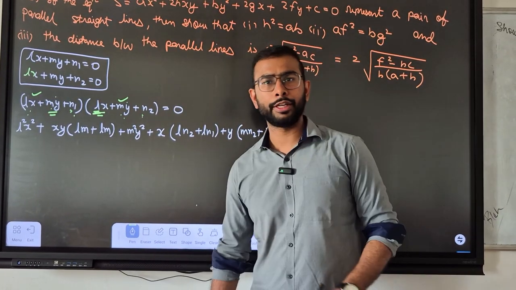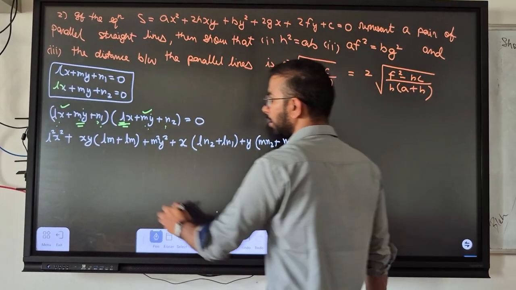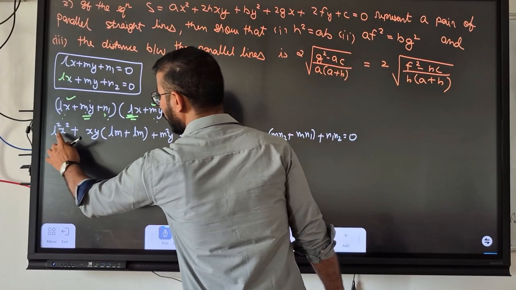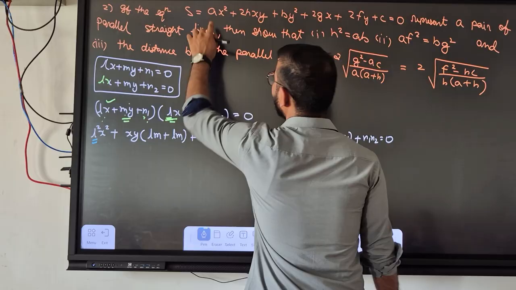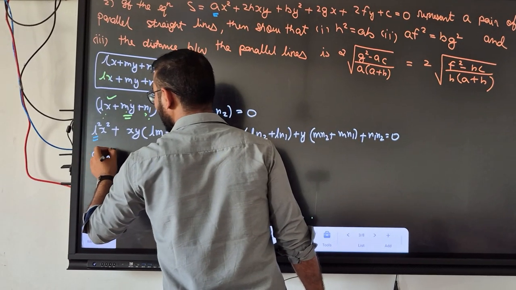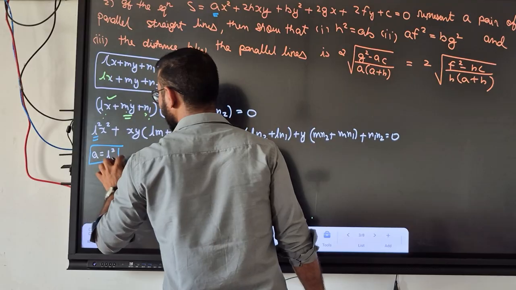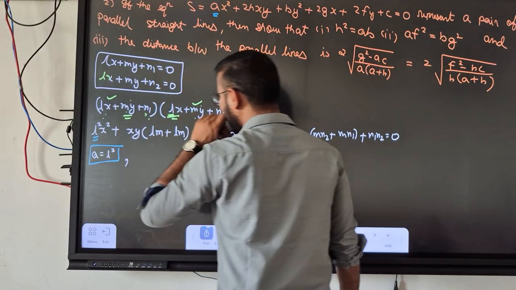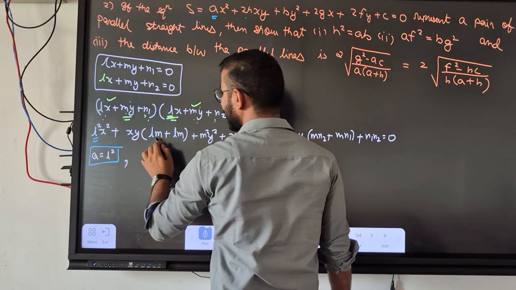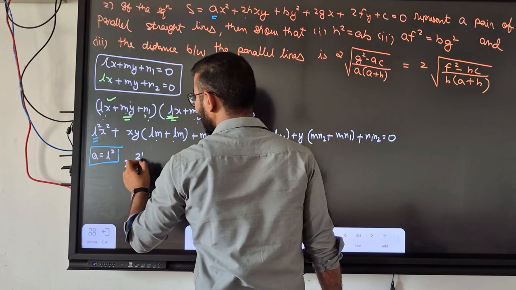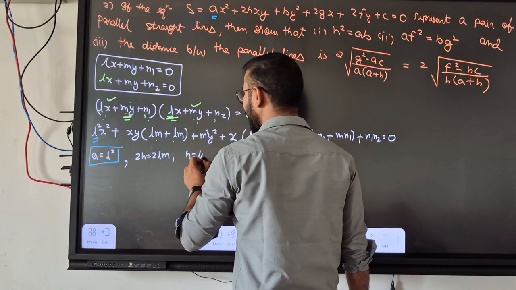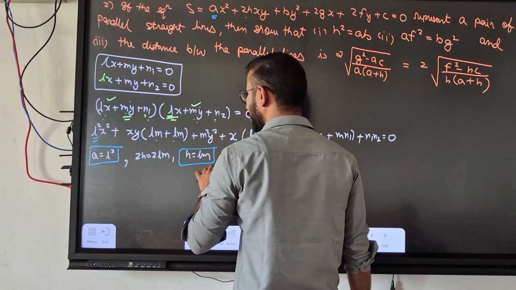Now the thing here is, if you compare the coefficients, what is the coefficient of x square? Here it is L square. Here the coefficient is A. So A is coming out to be L square. So the first part is sorted out. Let's see the next part. Coefficient of xy here is 2h. Here it is Lm plus Lm, so 2h is equal to 2Lm. From this, h is coming out to be Lm. The second part is also sorted out.